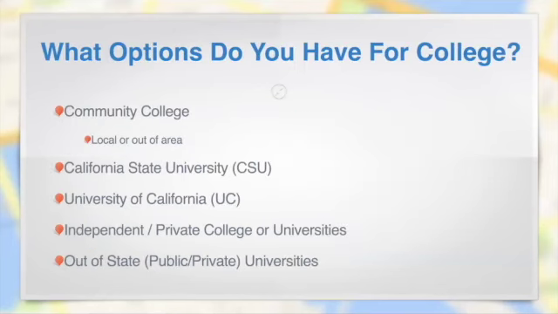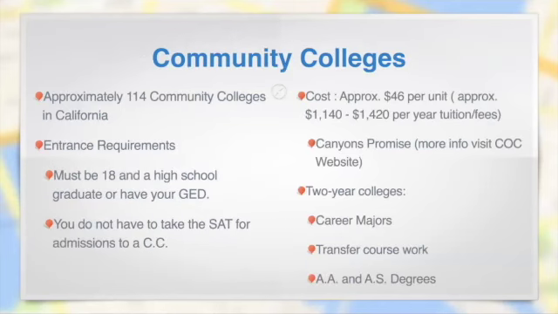Okay, so the first thing to know is what your options are for college. And there is a lot. We are so fortunate to live in California because there's so many choices available to us right here. And then of course, looking outside of California, those doors open so many other options out there. So we have community colleges, so local or out of the area. We have Cal State schools, so California State University system. We have the University of California system, which I'll refer to as the UCs, independent and private colleges or universities, and of course, a ton of out-of-state, both public and private universities.